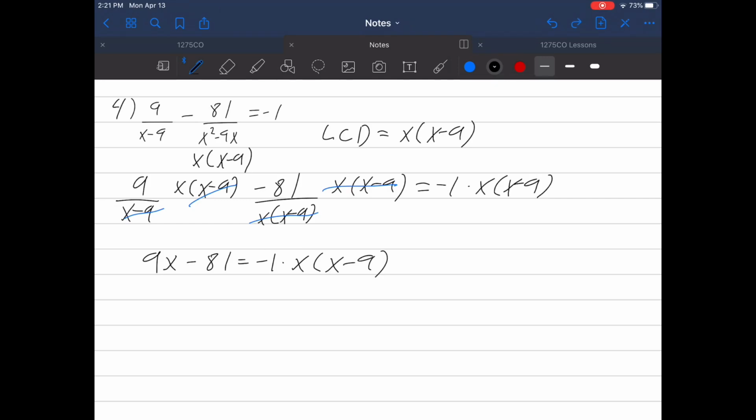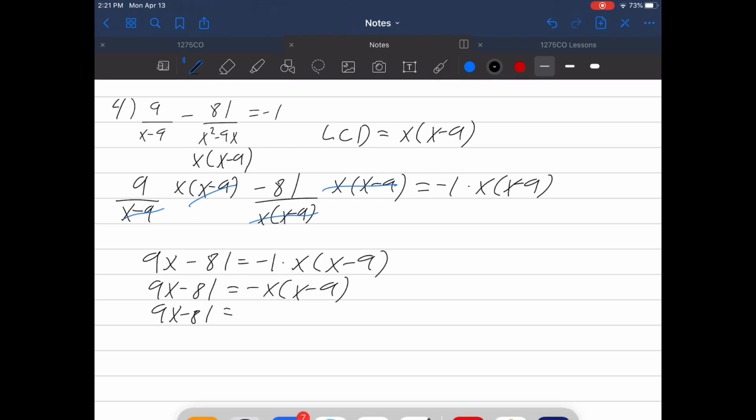Let's look at this one here. 9x minus 81 equals negative x times x minus 9. That's multiplying negative 1 times x first. 9x minus 81 is equal to negative x squared plus 9x. That is distributing this negative x. So what can we do now?